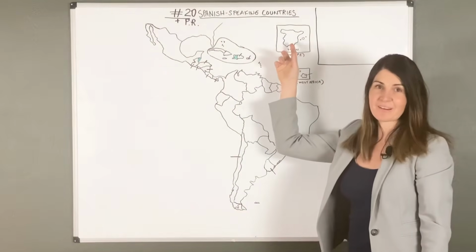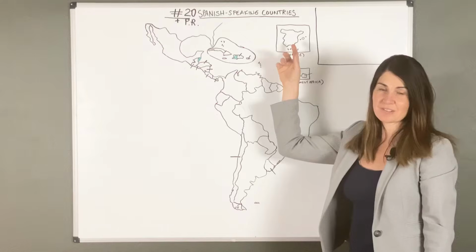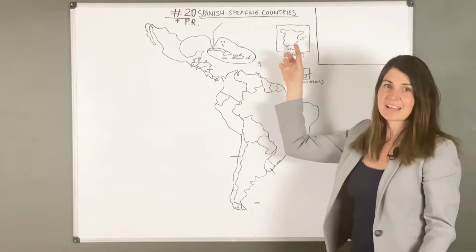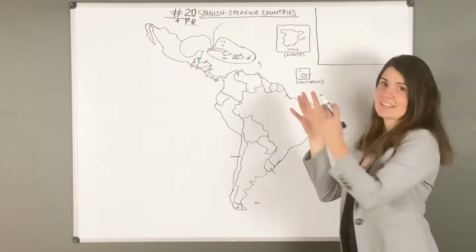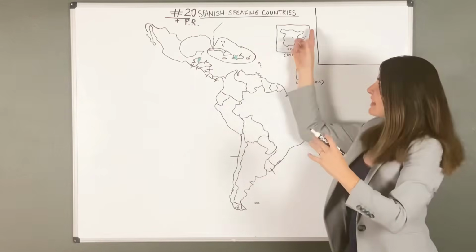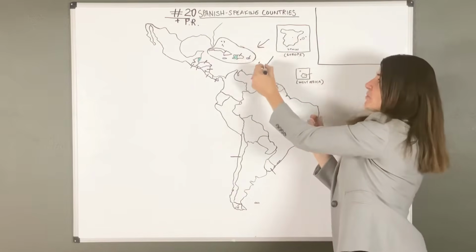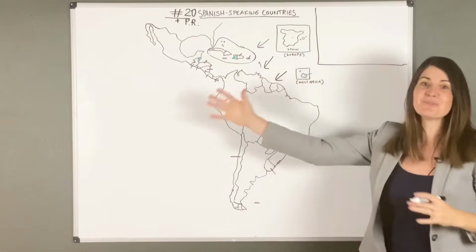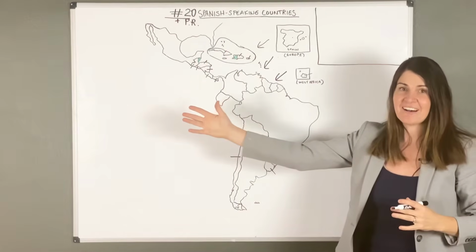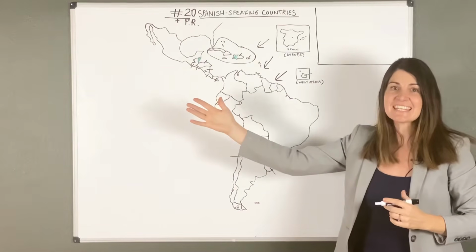So in Spain, there are many languages spoken in addition to Castellano. But Castellano, which started in the center, was the language that later was spread to the New World under the reign of Isabel de Castilla.